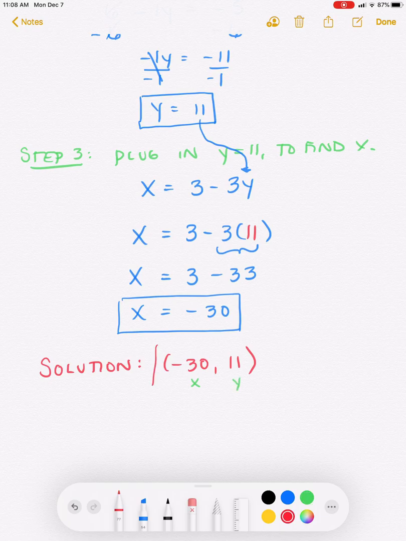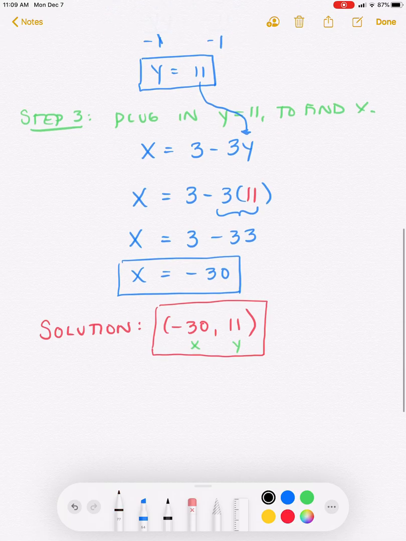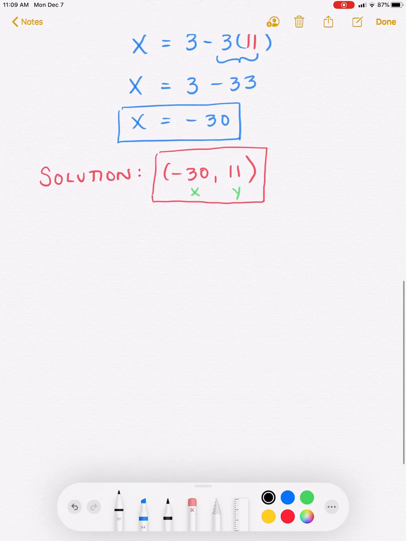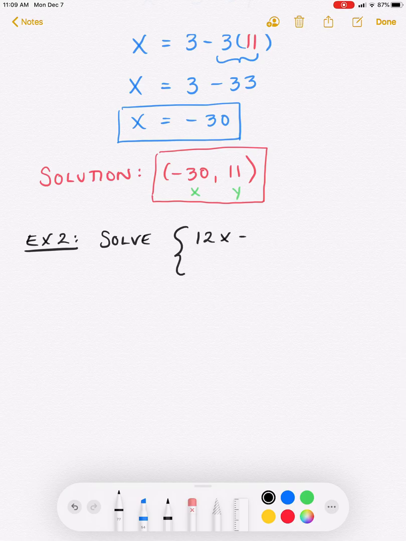Okay, so what we just did was figure out the intersection of the two lines. We just did it through algebra rather than having to graph it. All right, so let's look at another type of equation. All right, for example 2, we are going to solve this system. 12x minus 3y is equal to negative 9, and negative 4x plus y is equal to 3.